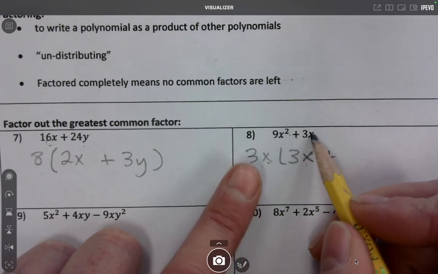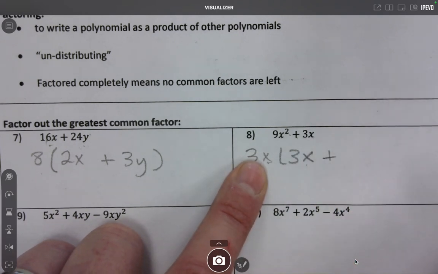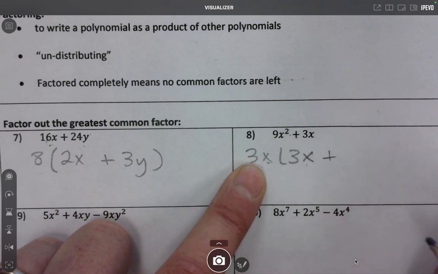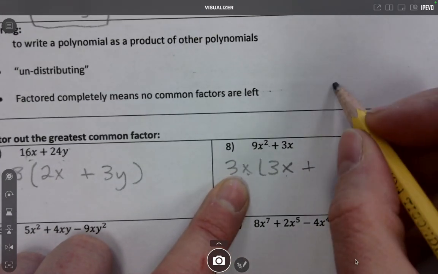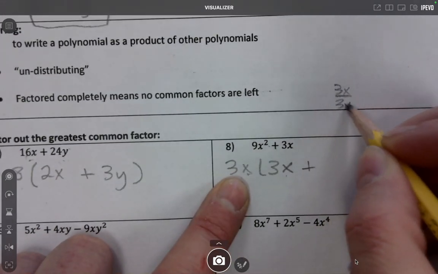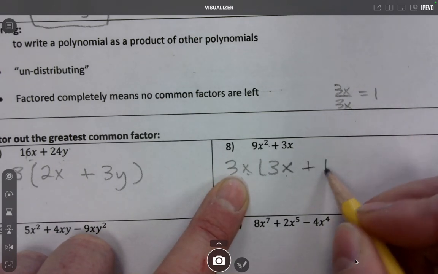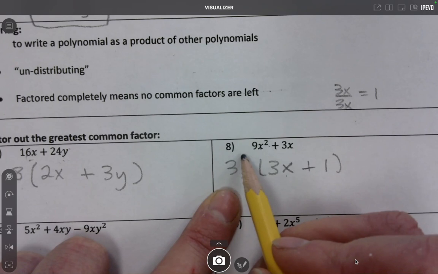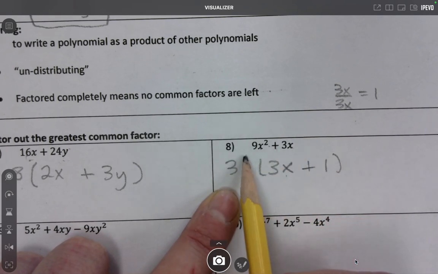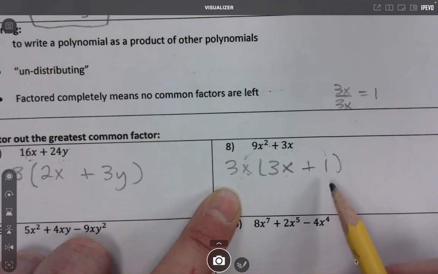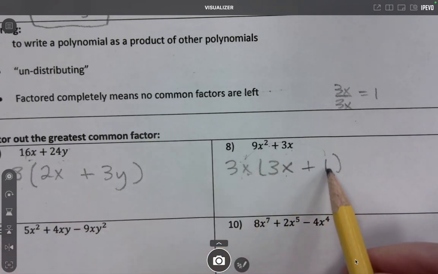And then we have to think what happens when we take 3x and we divide by 3x. And this is really confusing for students. A lot of times they just want to leave this blank or write a 0. But really what I'm asking you is 3x divided by 3x. And that's not equal to 0. That's equal to 1. So we need to make a 1 here. It's kind of like a placeholder. That way if we were going to distribute back in, the 3x times the 1 would give me a 3x there. If it was a 0, 3x times 0 would just go away.